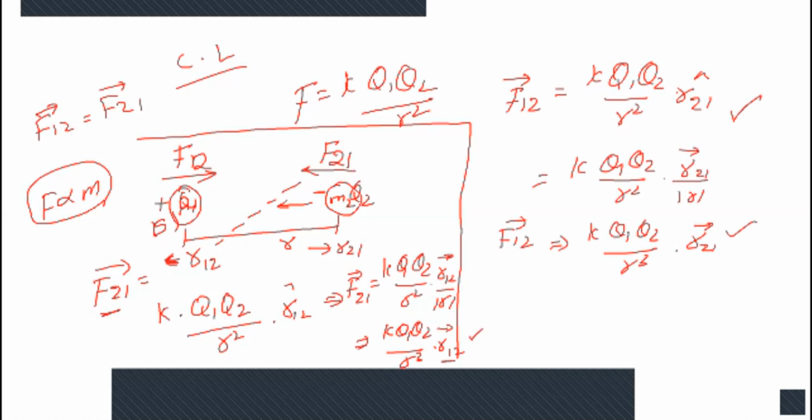In the same way, F12 and F21 will be the same, but the distance will be in the opposite direction. So that means R21 is equal to minus R12, because it is in the opposite direction. Okay, so these are your relations and vector formats. Please note this down, these are relations you already know.